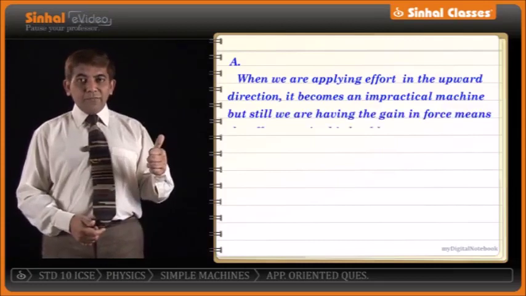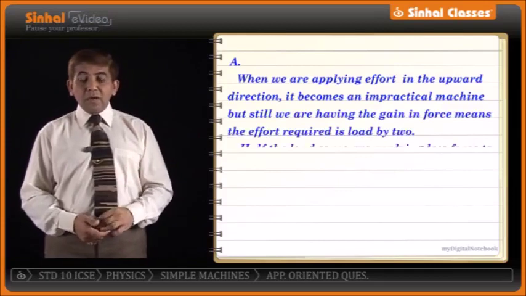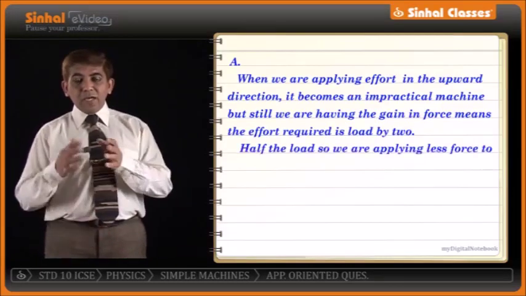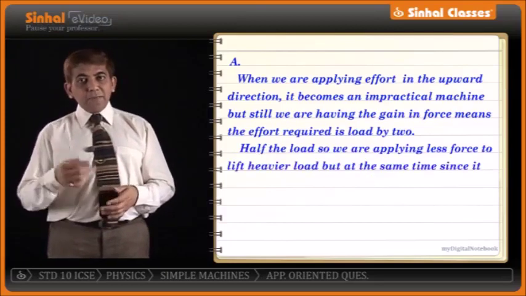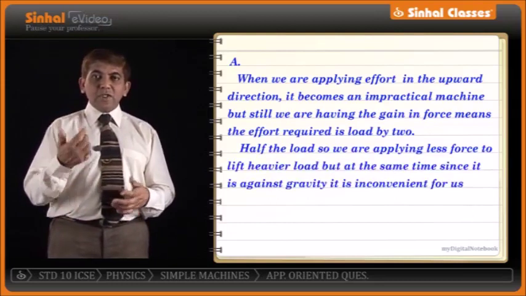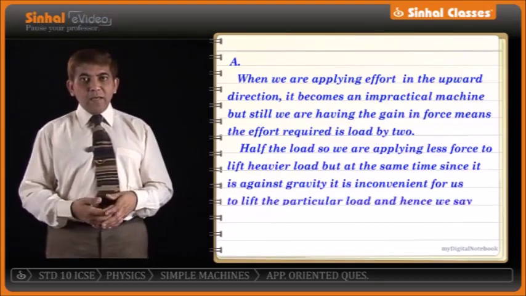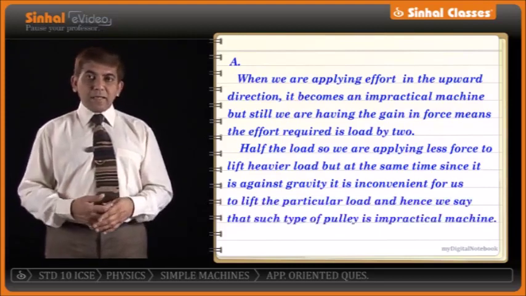When we are having gain in force, it means the effort required is load by 2, half the load. So we are applying less force to lift a heavier load. But at the same time, since it is against gravity, it is inconvenient for us to lift the particular load, and hence we say that such a type of pulley is an impractical machine.